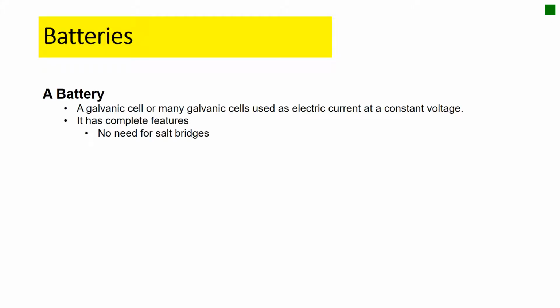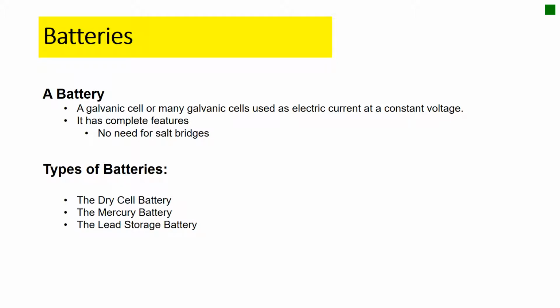Batteries. Batteries are a galvanic cell or many galvanic cells used as a source of electric current at a constant voltage. They have self-contained features, therefore there's no need for salt bridges. Now there are many types of batteries, including the dry cell battery, the mercury battery, the lead storage battery, the lithium-ion battery, and fuel cells.